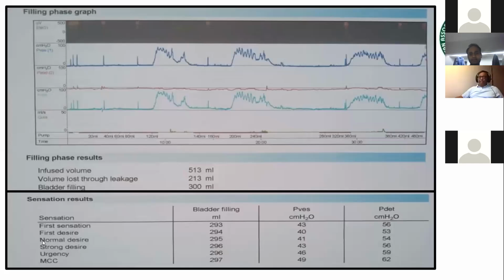So this is the filling phase of this patient. I'd like you to write in the chat box what are the different things that you can see. Number one, first things first, these peaks that you see in the filling phase, what do these peaks correspond to?